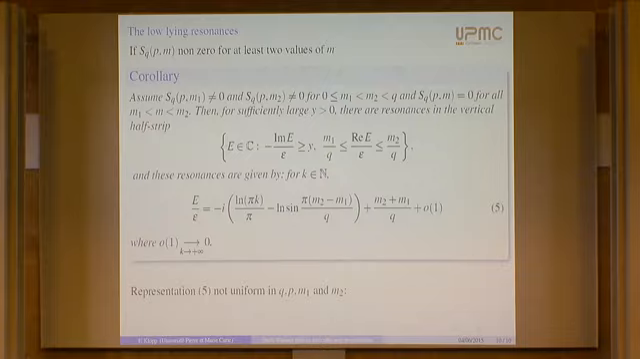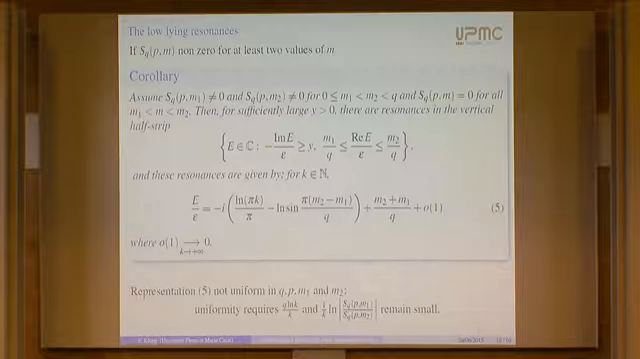Of course, the representation right here is not uniform in p, q, m1, and m2. It's only uniform if you require that both these 2 functions remain small, but of course this one you're going to have a hard time controlling. That's really the difficult part. Okay, I think this was all I wanted to say, and I thank you for your attention.